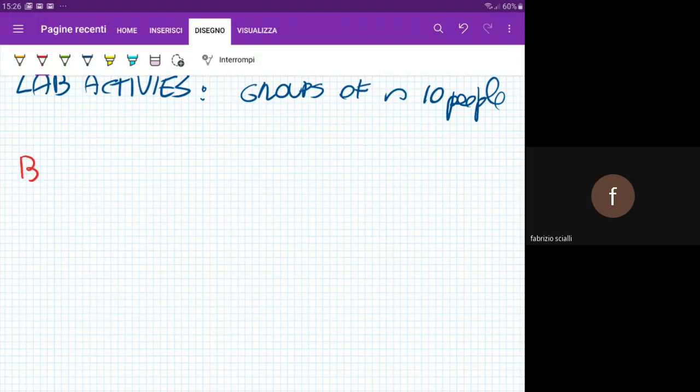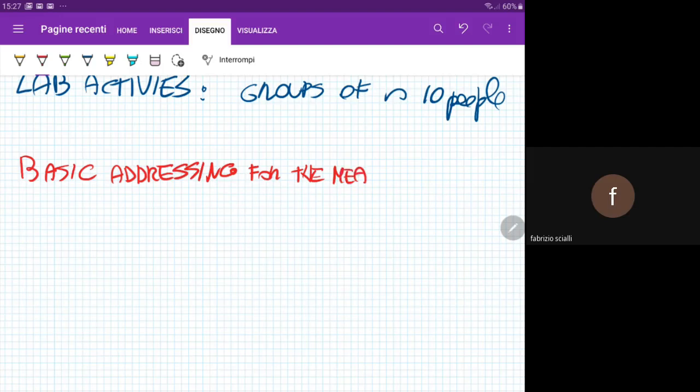So let me start talking about the basic addressing for the measuring chain. Of course, that is important because it is just the starting point of every experimental activity. So the question now is, how can I define a good measuring chain? How can I define a good measurement activity?